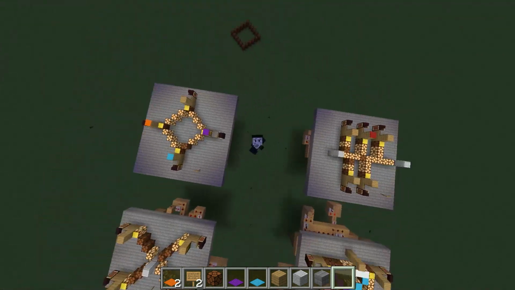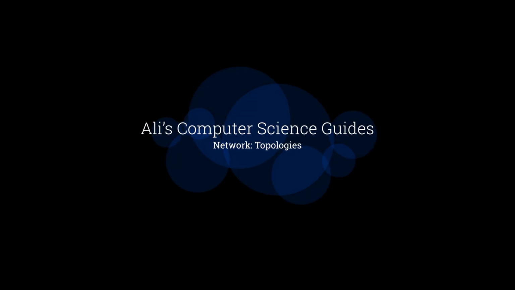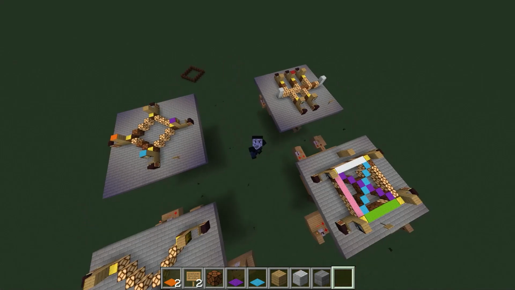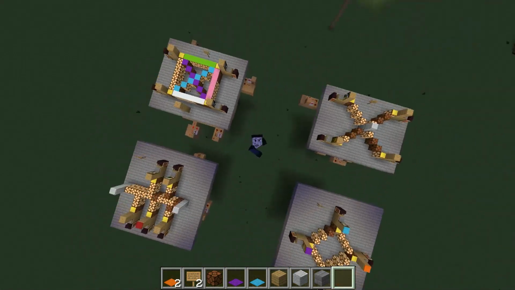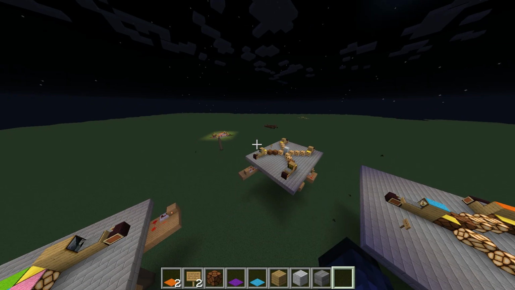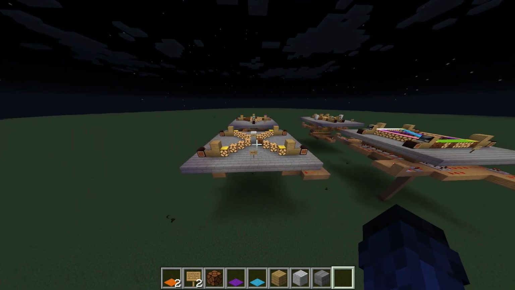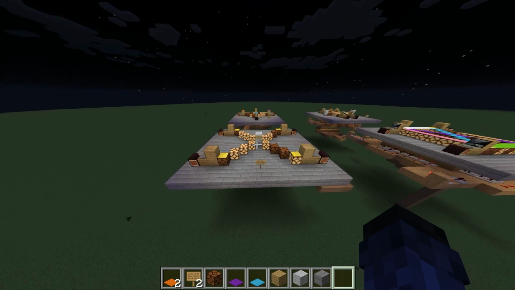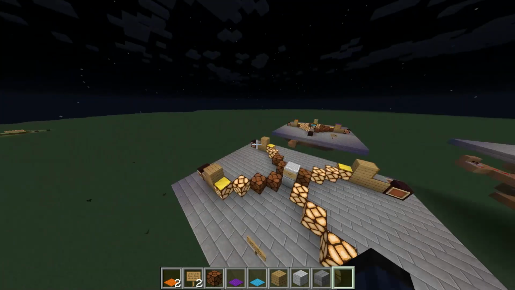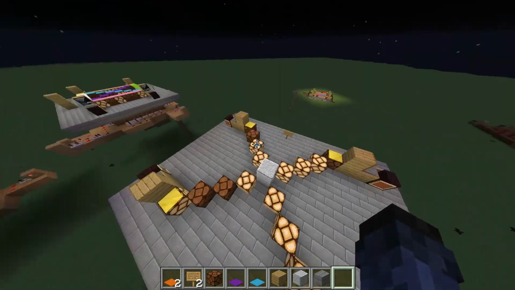And today we're going to be going over network topologies. So, as you can see around me, here we have 4 different types of topologies. And let's go over them right now. So, our first one is the star topology. As you can see, all of these computers over here are connected to the central hub or switch by these cables, right?